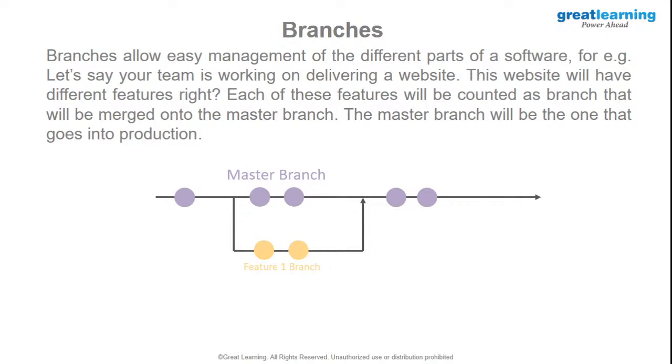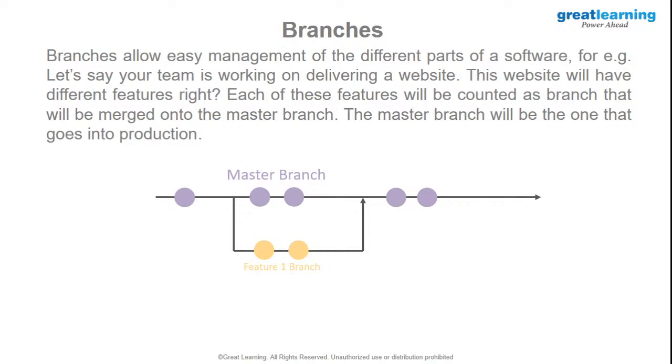So this is very useful when you want to create different features. So for example, let's say your team is working on delivering a website. This website will have different features, right? Like you have your payment feature, you have your tracking feature, your map feature, or whatever feature you add, like shopping cart feature. Each of these features will be counted as a branch that will be merged onto the master branch. Now, this is because you'll have different people working on different features. So they don't need to disturb the master branch.